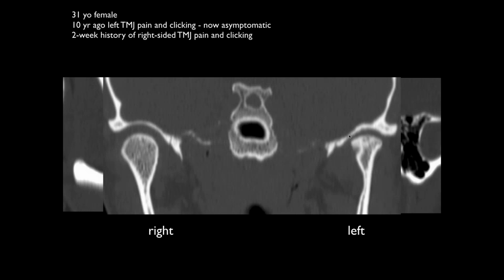Let's go to the coronals. What do you see here? So again, just typical degenerative changes on the left, joint space narrowing, subchondral eburnation and cyst formation. Remember, the left was symptomatic 10 years ago, but now is asymptomatic. So what do you think might be happening here? So again, I don't know if this is the case, but maybe the patient's altering the way that they're opening their mouth, and they're just shifting the jaw to the other side now.